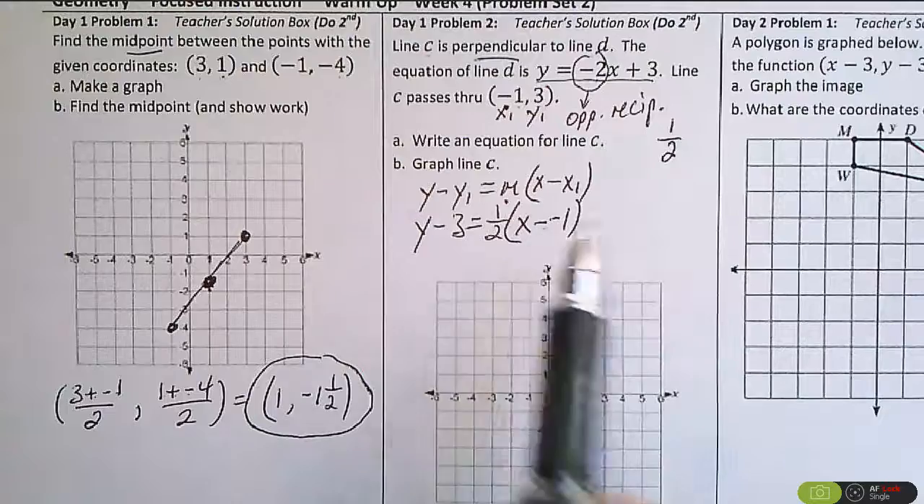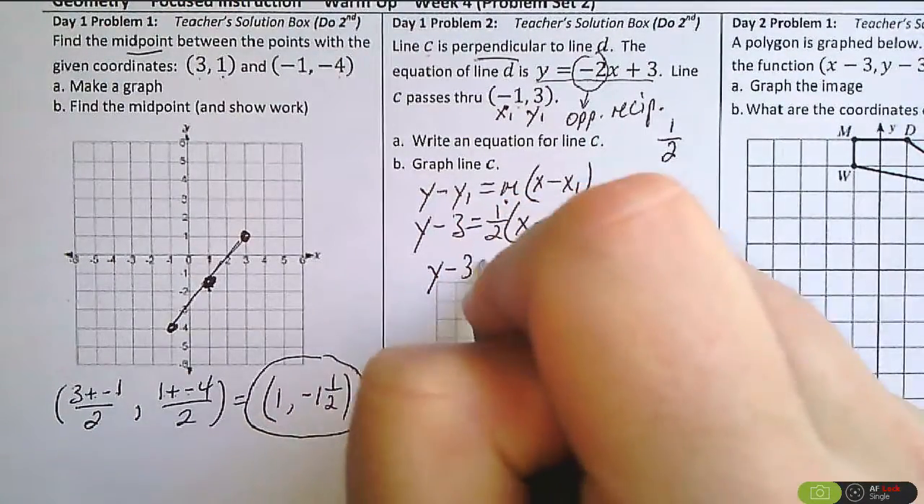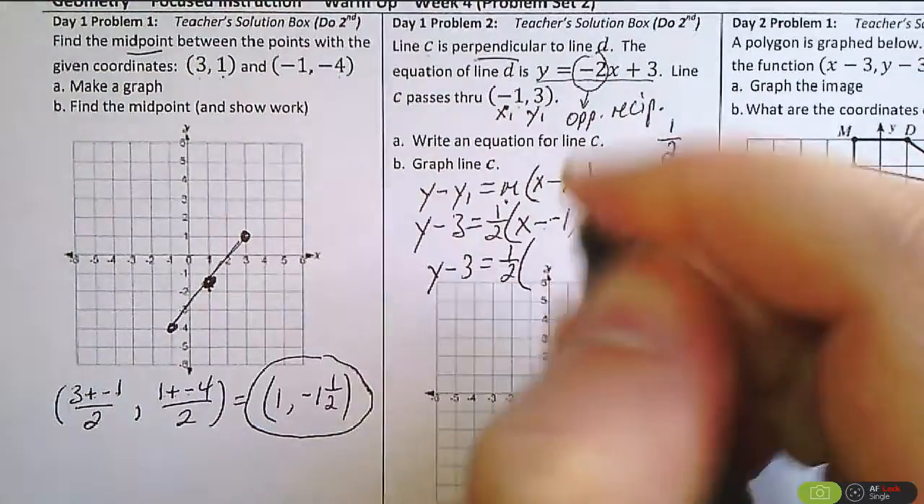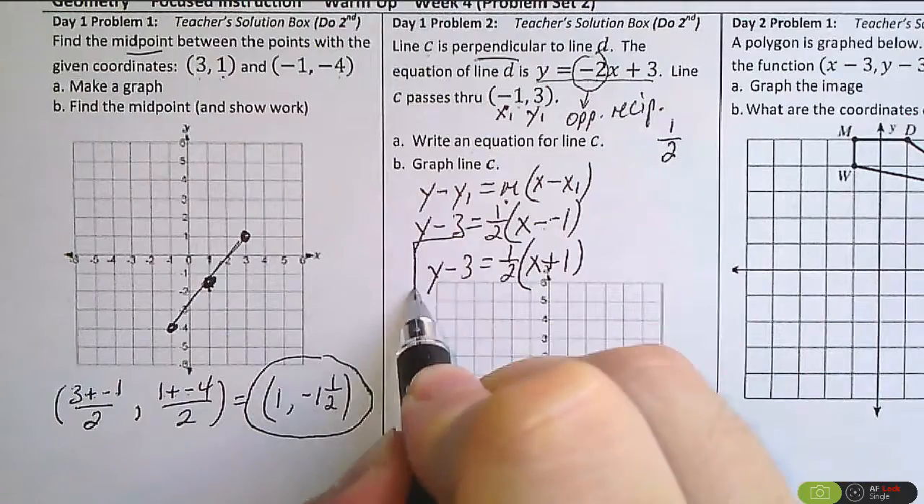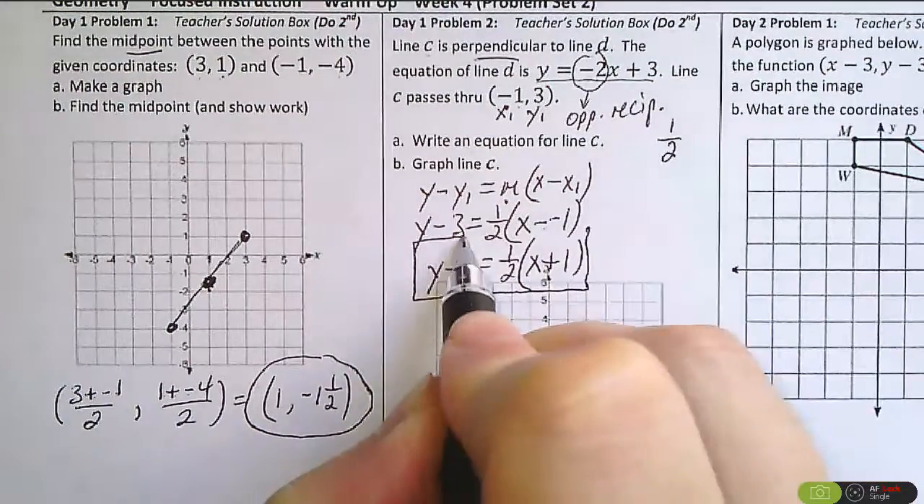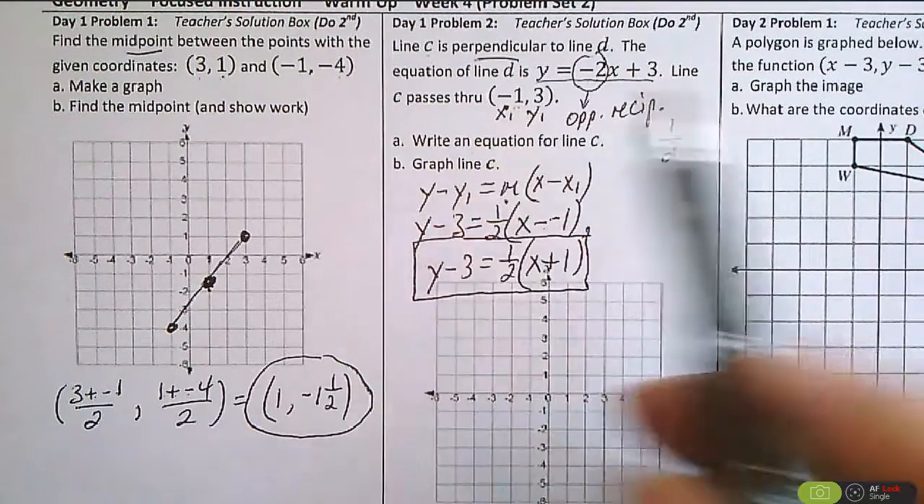Because of this double negative, let's do one step of simplifying. Y minus 3 equals 1/2 times x plus 1. Here's our equation for line C. Now we're asked to graph this. We know it goes through the point -1, 3.